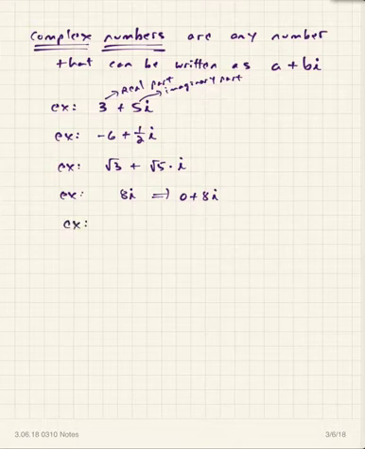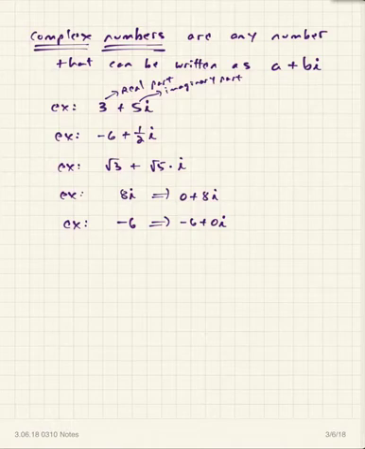And believe it or not, a number like negative 6 or 5 or 0, those are complex numbers also, because negative 6 would just be negative 6 plus 0i. So notice the complex numbers include all the real numbers we've already talked about, and then all the numbers with the i's in them also. So the complex numbers are a set that includes everything we've been talking about, but it also includes all these numbers that have i's in them as well.